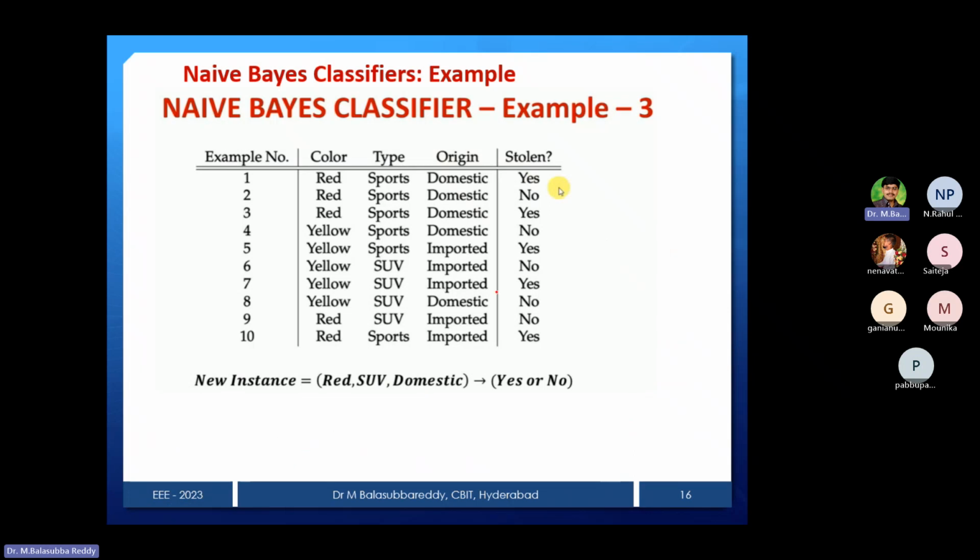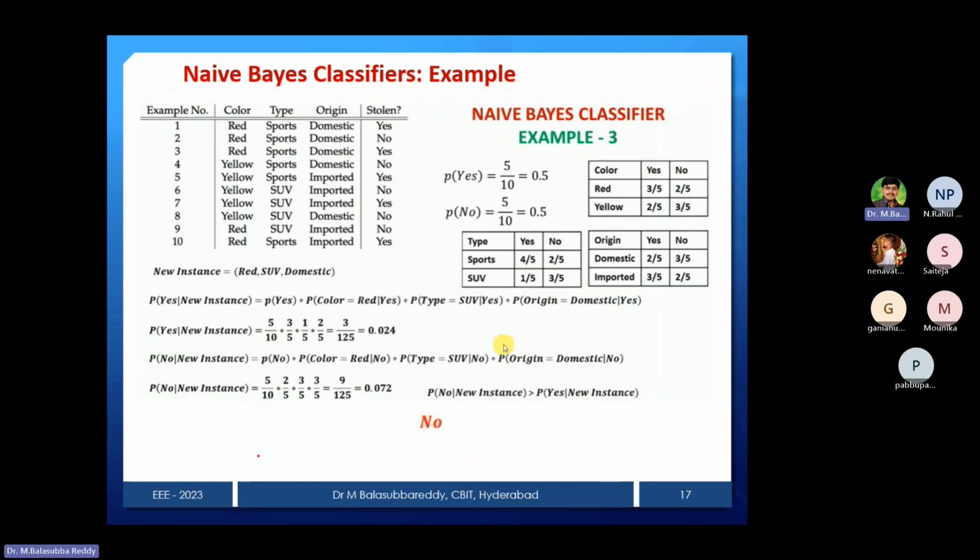First, probability of getting yes cases, how many? 1, 2, 3, 4, 5. That is 5 by 10. Yes case 5 by 10. No case also 5 by 10. So you'll get yes case 5 by 10, no case 5 by 10. And you can see the problem. Simple steps, nothing is there. Same problem, I'm changing the data. That's it, the procedure, everything.